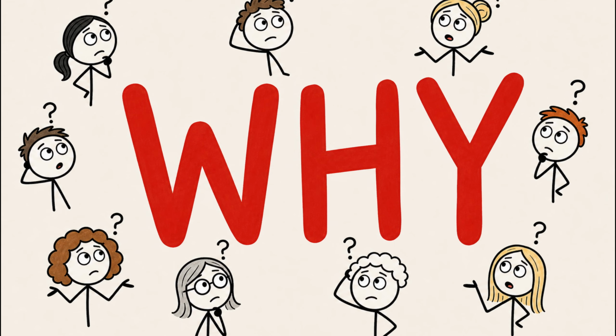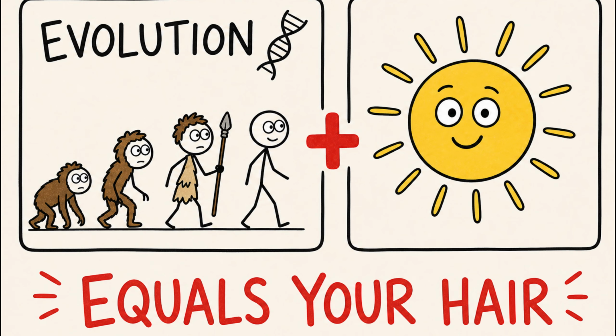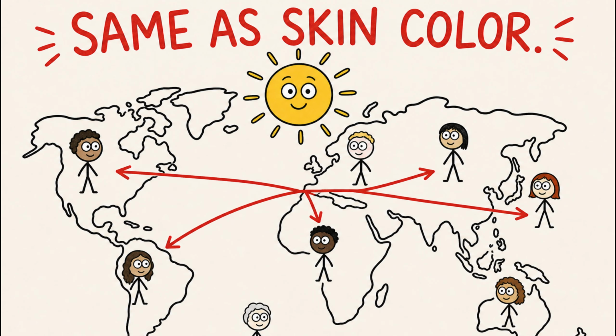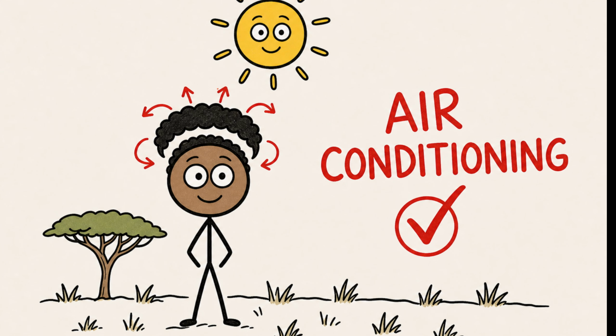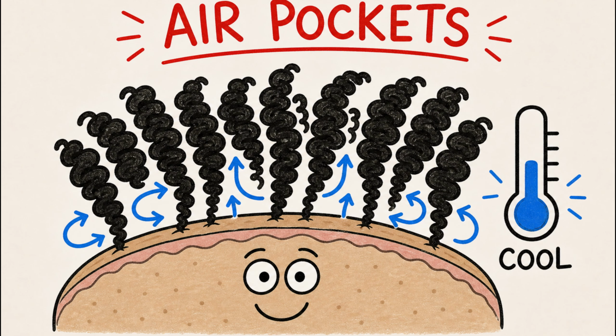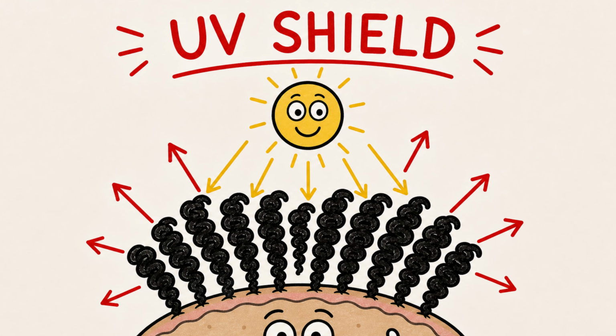Okay, but why do different people have different hair types? 2 words: evolution and sun. Just like skin color, hair evolved based on where your ancestors lived. In hot, sunny Africa, tightly coiled hair was a survival advantage. Coily hair creates air pockets above the scalp, natural air conditioning. It also protects the scalp from direct UV radiation.